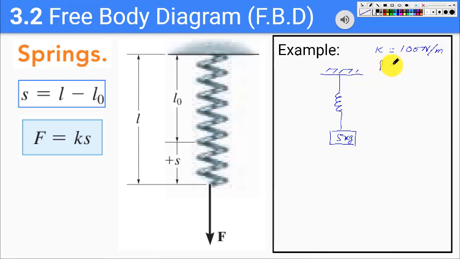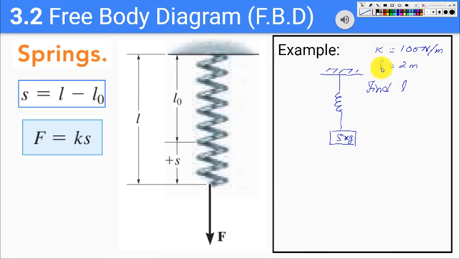The initial length of the spring is 2 meters, and we want to find L. Initial length is L0, and we want to find L, which is the actual length in this configuration. First of all, we know that just by looking at this diagram, if we were to draw a free body diagram of this 5 kilogram mass, the downward force is gravity, the upward force should be equal to the downward force. So that means that there is a force of 50 newtons on the spring.